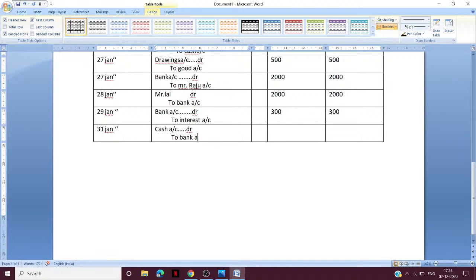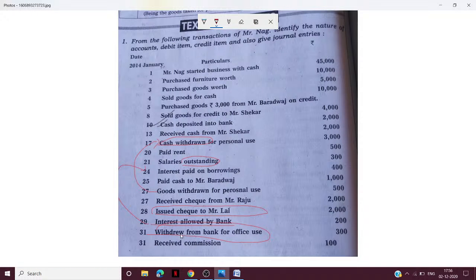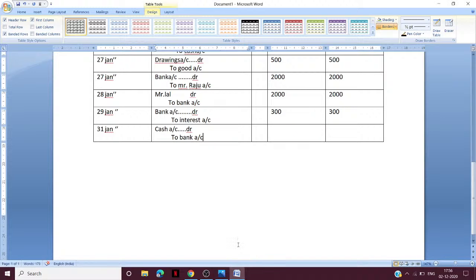How did we get it? See, when we withdraw from bank, what is coming in? Cash is coming in. What is going out to the bank? So the transaction will be cash account debit to bank account. Amount is 200 on both the sides.